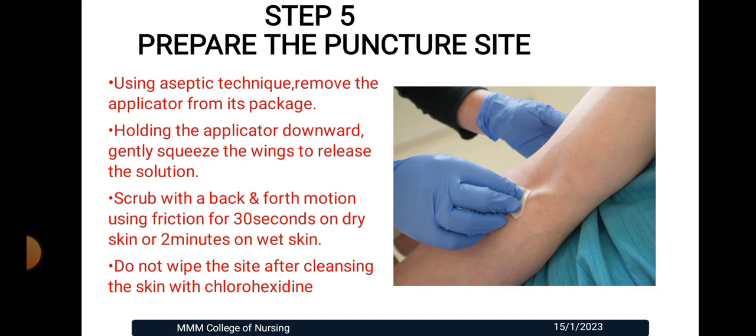Coming to step 5, prepare the puncture site. Using aseptic technique, remove the applicator from its package. Holding the applicator downward, gently squeeze the wing to release the solution. Scrub with a back and forth motion using friction for 30 seconds on dry skin or 20 minutes on wet skin. Do not wipe the site after cleansing the skin with chlorhexidine.